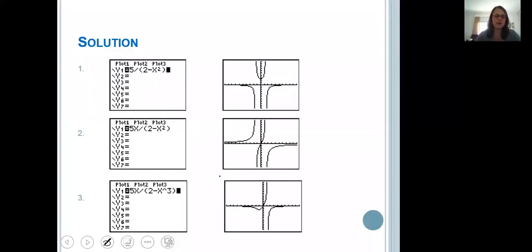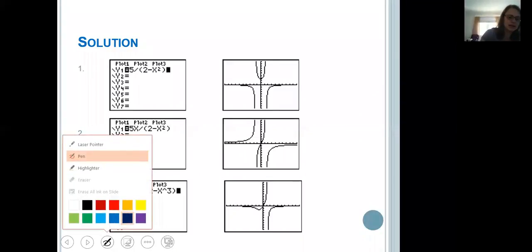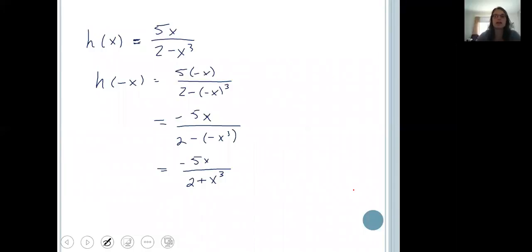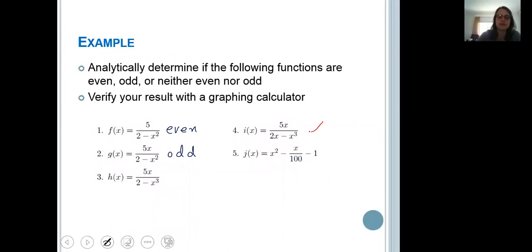And that's what our graph shows us. So this little lump right there, that ruins our symmetry, and it makes the function neither even nor odd. So this guy's even, this guy's odd, and this one is neither. All right, I want you to do this one and this one on your own.